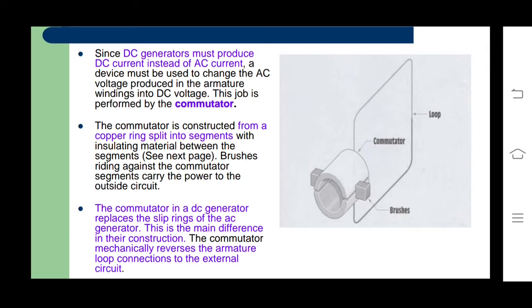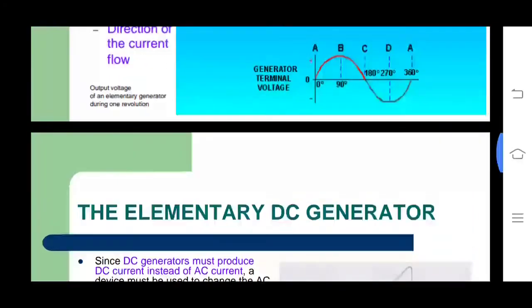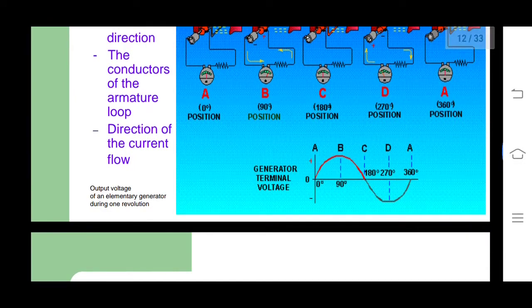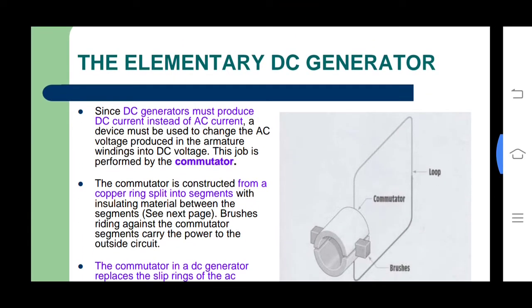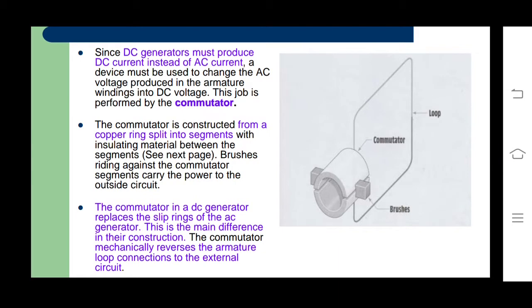Since a DC generator must produce a DC current instead of AC current, in here we can see the AC output waveform, but we need a DC output waveform. So for that purpose we go for a commutator. A device must be used to change the AC voltage produced in the armature winding into DC voltage. This job is performed by the commutator.